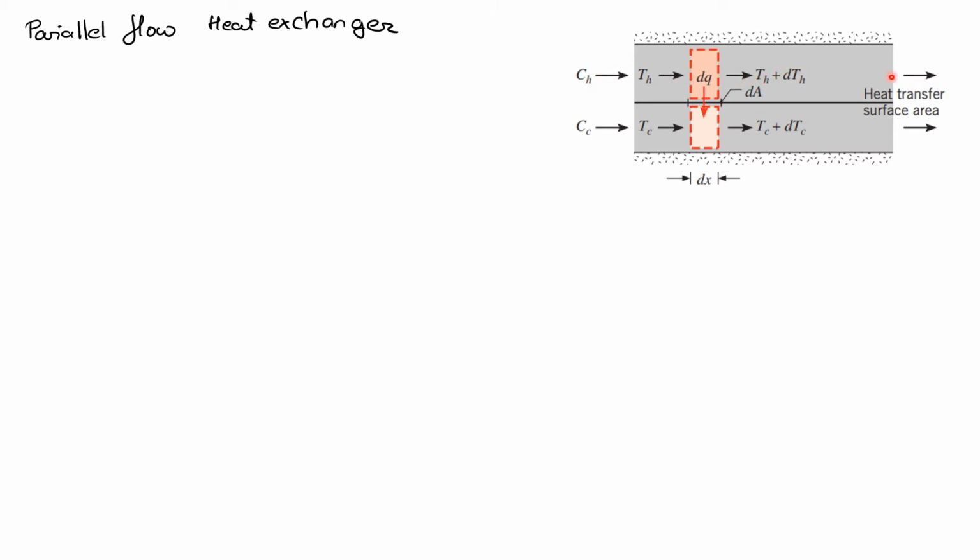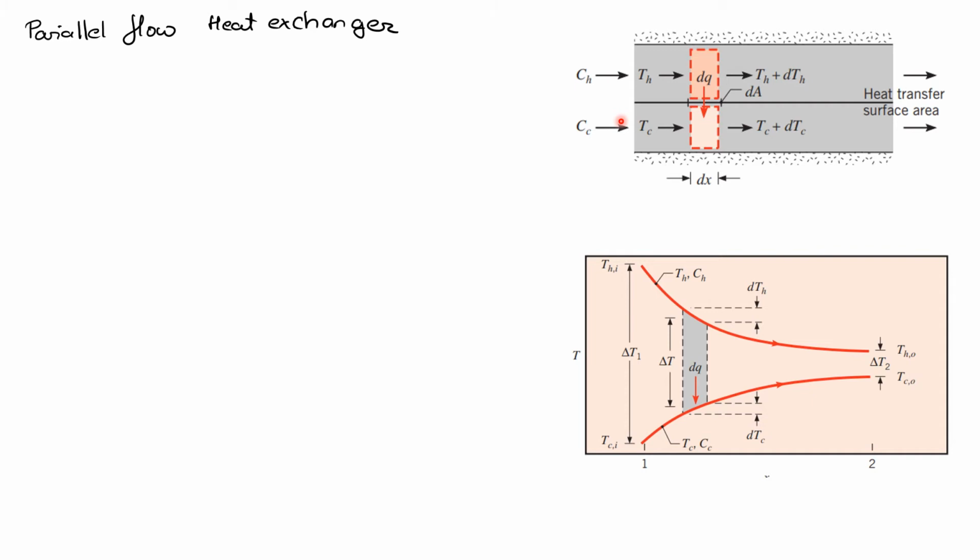Again, we have hot fluid moving in the upper half, cold fluid moving in the lower half, and we take a small control volume of thickness dx. So the temperature of the fluid entering this control volume is Th, and the temperature leaving is Th plus dTh. Similarly for the cold fluid, and heat is being exchanged between the hot fluid and the cold fluid. And this heat exchanger is insulated on both sides, so the heat exchange is only between these two fluids, and there is no heat loss to the surroundings.